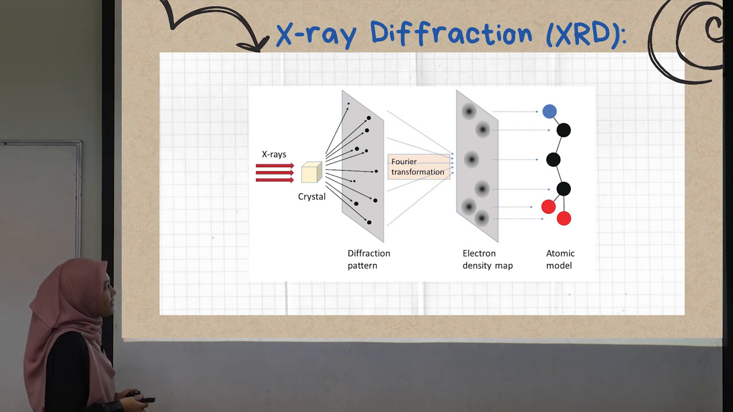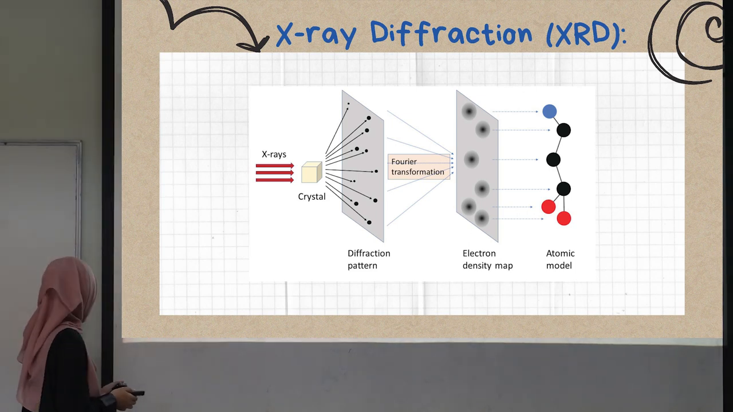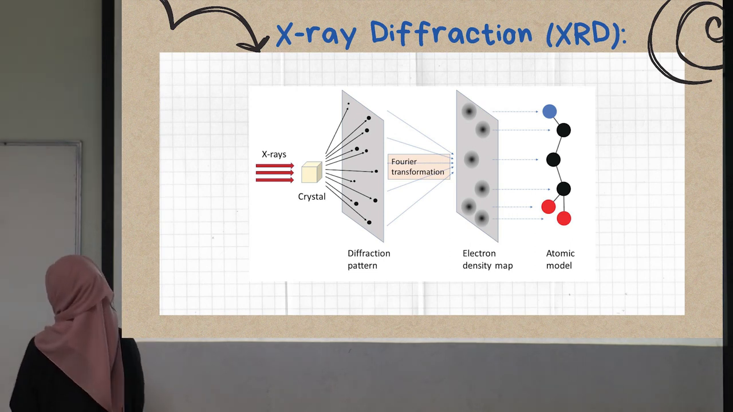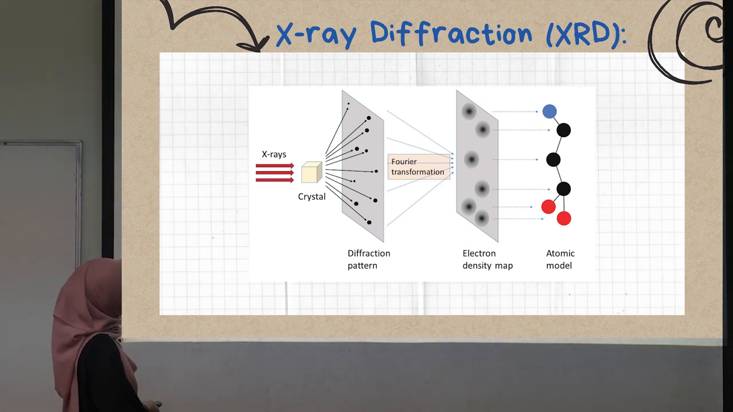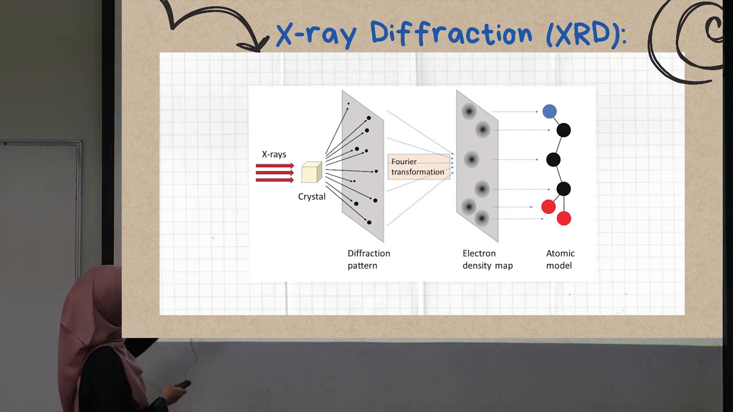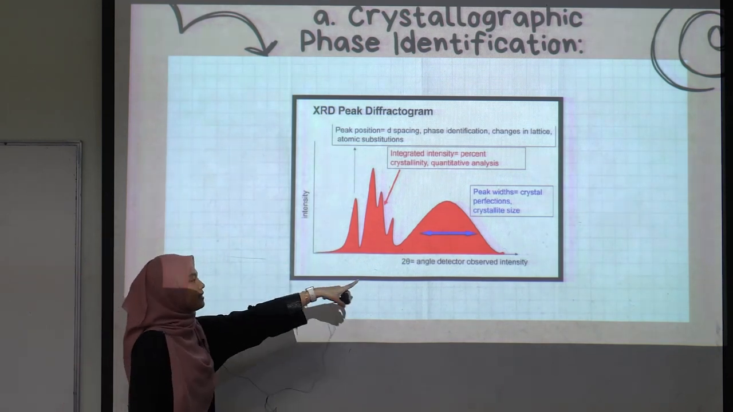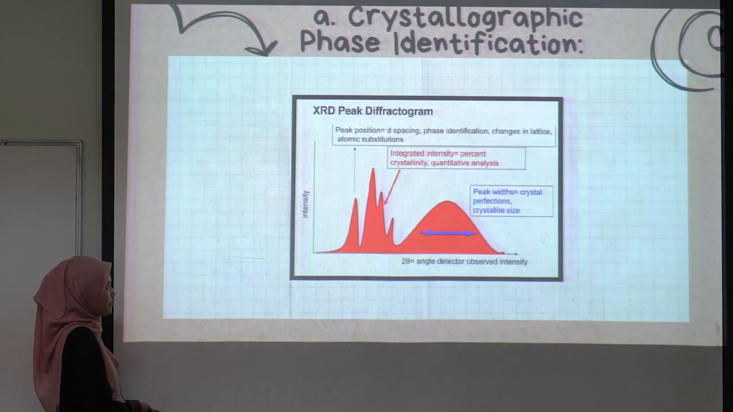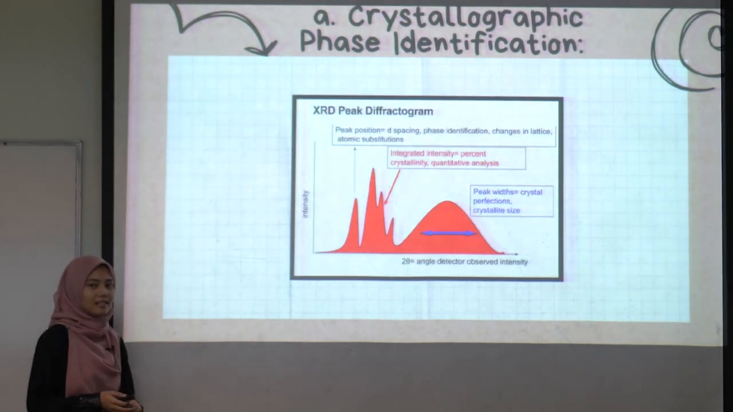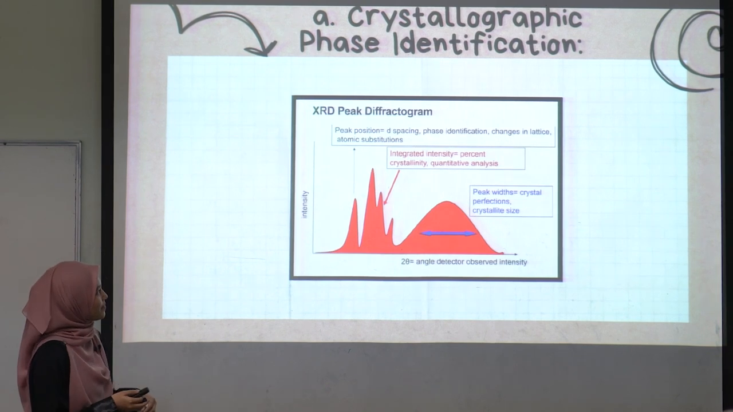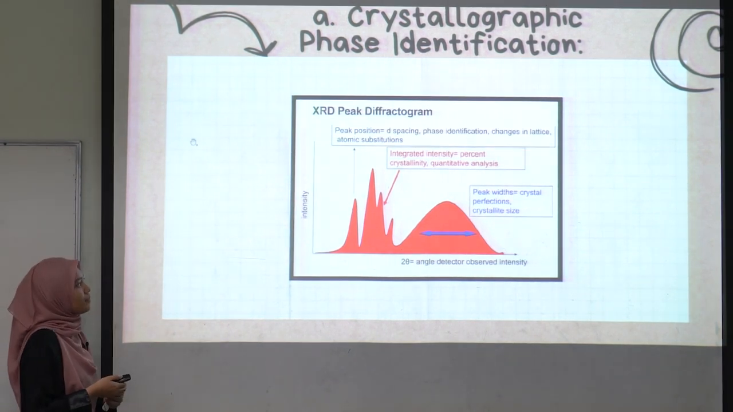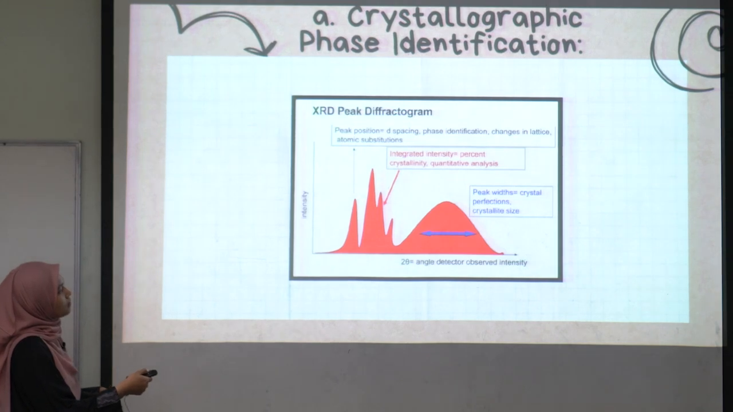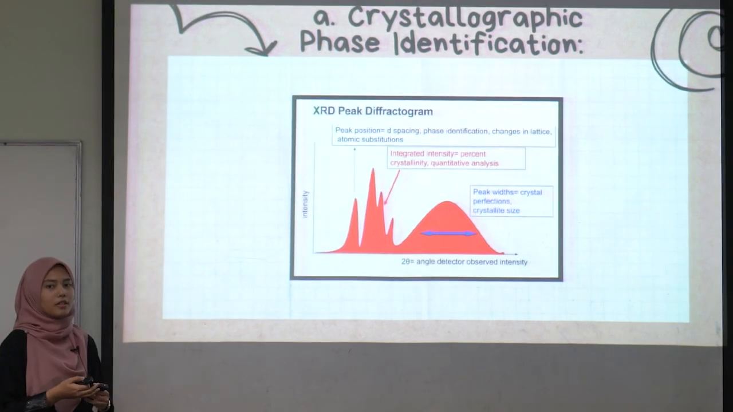XRD works by irradiating a material with incident X-ray, and then measuring the intensity and the scattering angle. The primary use of XRD analysis is the identification of the materials based on their diffraction patterns.